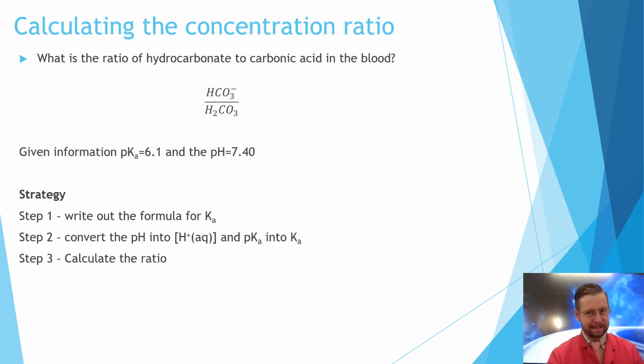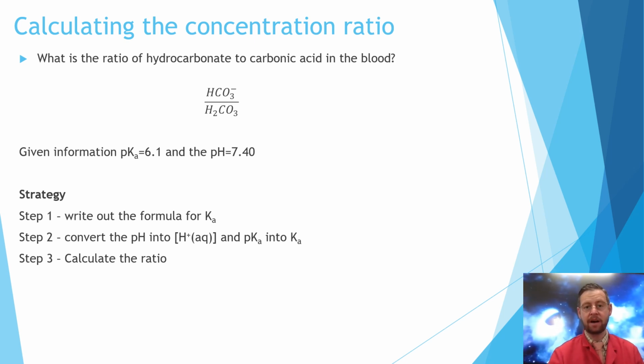The way in which this is tested in the exam is to ask for the concentration ratio, the concentration of the hydrocarbonate ion to the concentration of the carbonic acid. And it's this ratio that will indicate other things. It will basically establish things like what the pH of your blood is, but working backwards from the pH and the power of the dissociation constant, pKa, we can work out what this ratio needs to be for a particular pH. So how are we going to do this?